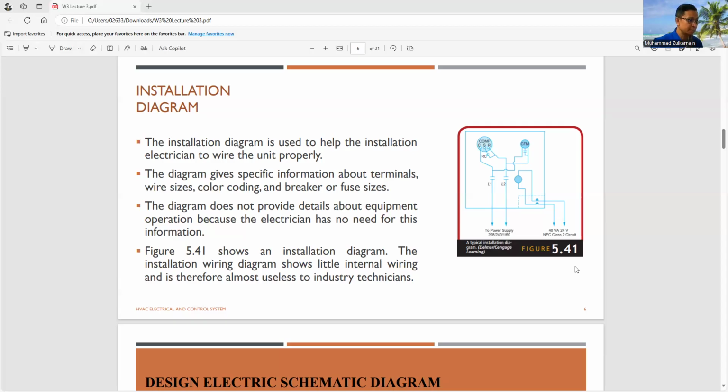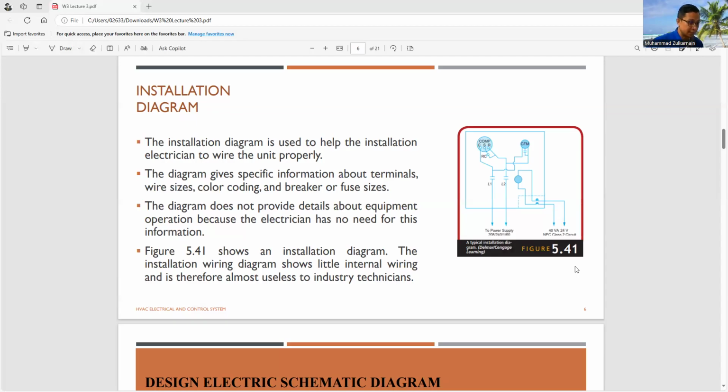The diagram doesn't provide detail about equipment operation because the electrician has no need for this information, as I mentioned before. The wireman is not a specialist in the component system, because they don't know, and maybe don't need to understand, how the components work.